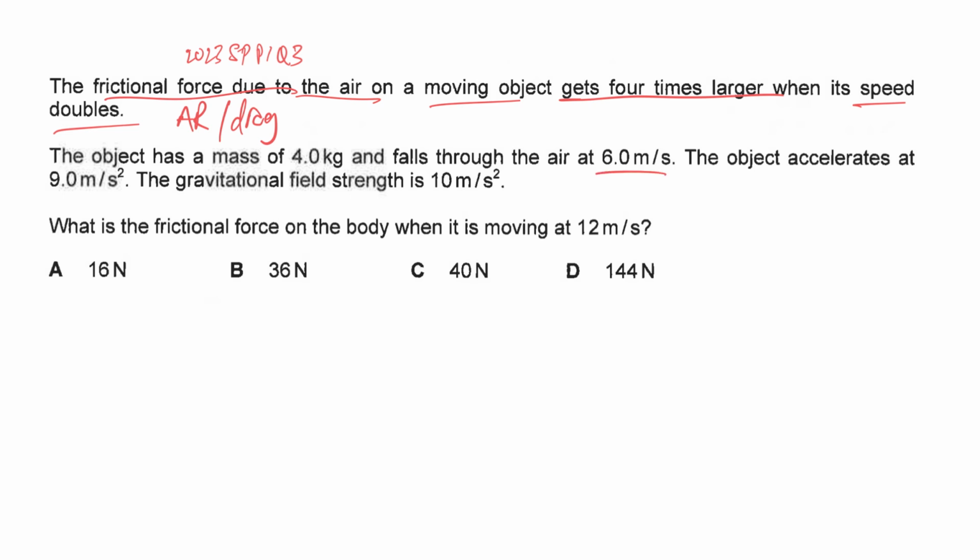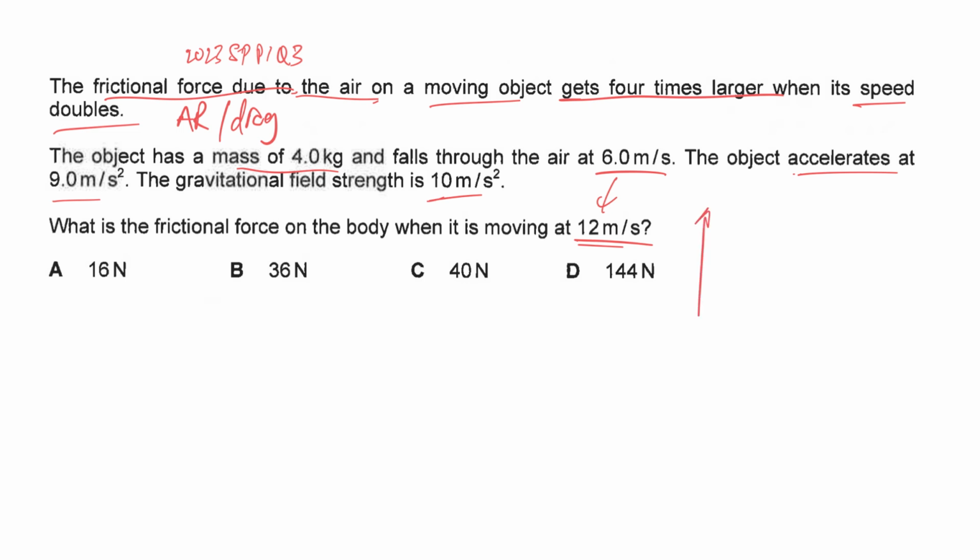And the question makes it very simple because later on the speed is going to increase from 6 and it will double, goes to 12. So you're given that the mass of the object is 4 kg and going through at 6 meter per second, and then it will accelerate at 9 meter per second square, and you're also given the gravitational field strength.